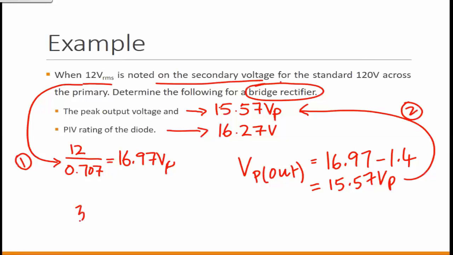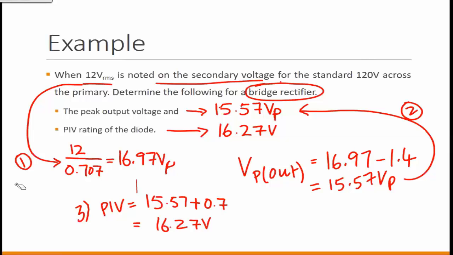And the next problem is asking for the PIV rating. So according to the bridge rectifier, it's the peak output voltage added with 0.7. So that would be 15.57 added with 0.7 volts. So that would be your 16.27 volts. It's the PIV for it.